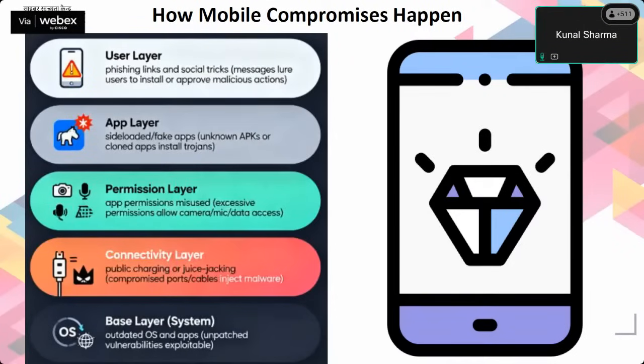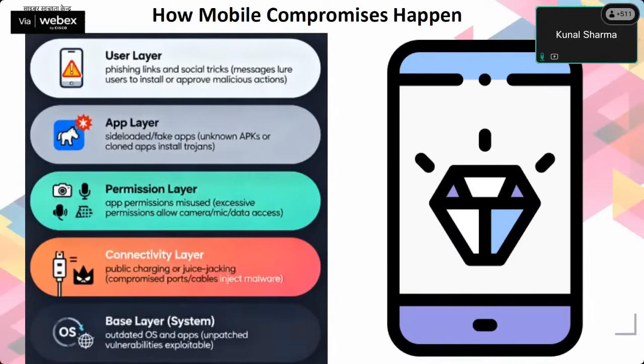Then there are connectivity layer problems. This happens in airports and public places, wherein when you connect your device to a charging station, the port may have been infected by the attackers. We call it juice jacking. The malicious payload goes into your mobile, and then you get infected. To avoid it, there are different things you can do. Either you carry a power bank with you, so that you don't need to charge from public places, or there are some USB cables that are for charging only. They don't transfer data, so you carry those wires with you.